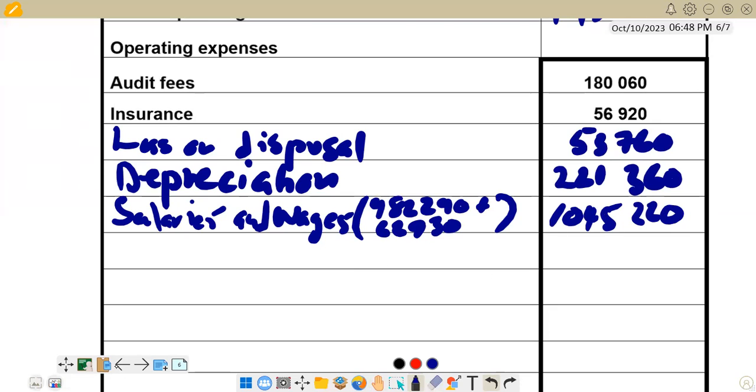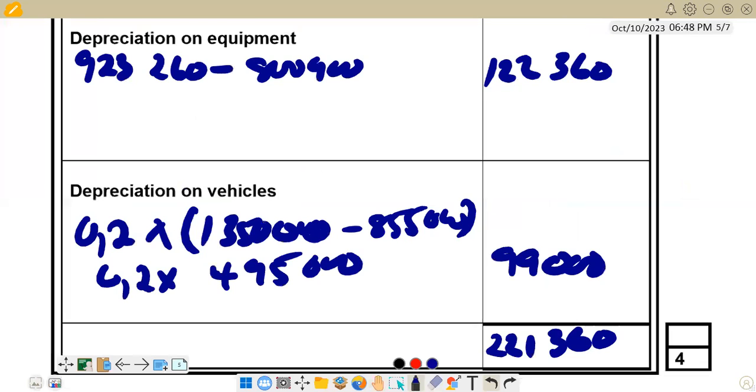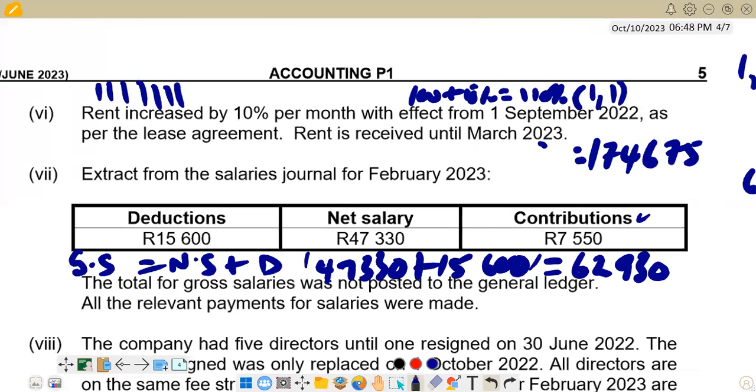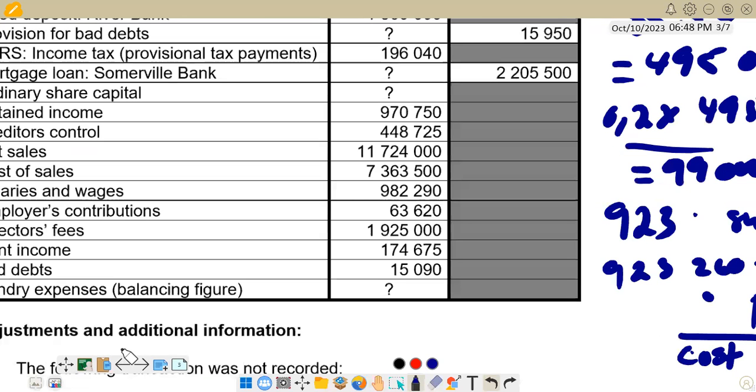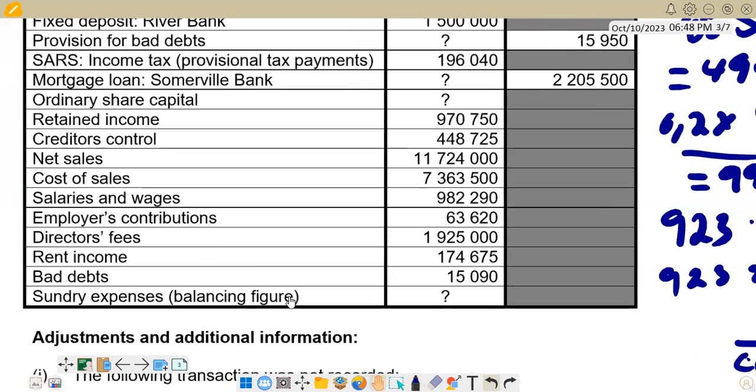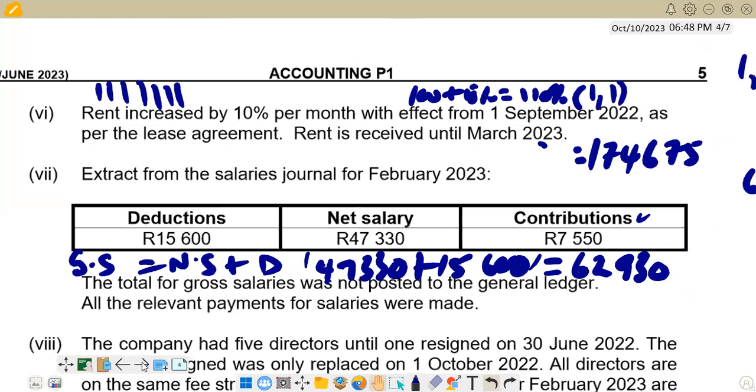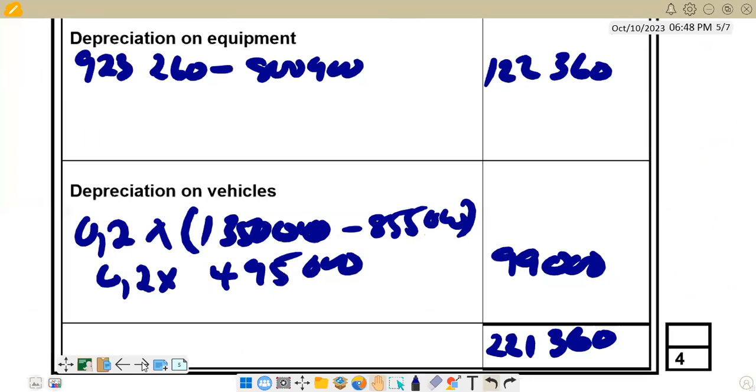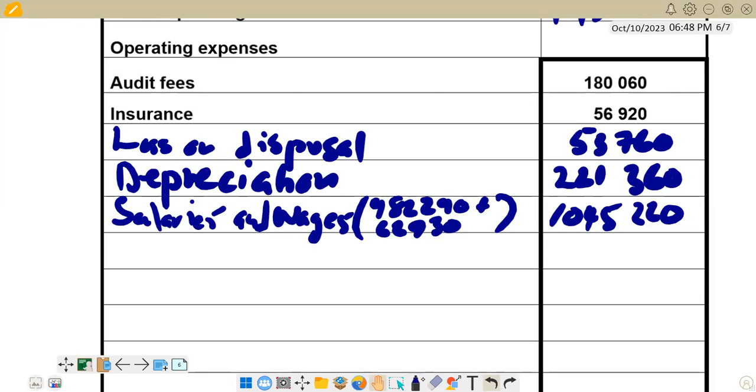We go back again to check another expense that we have in the question. After salaries and wages, we've got employers' contributions, and remember the contribution that we had in the additional information was for the employee, not the employer. So we are just going to take this one, 63,620, for employers' contribution. Right. Then we have employers' contribution.